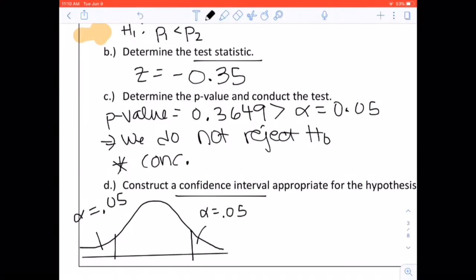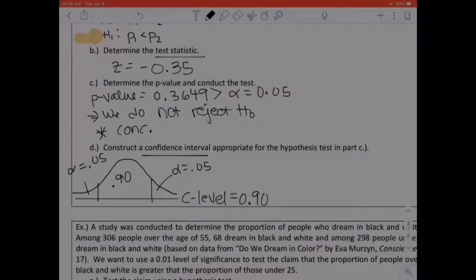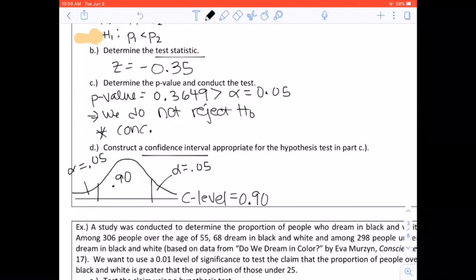And so since we have alpha equal to 0.05 twice, that means that the leftover part is going to be in the middle, which is 0.90. And so from this, that means that our C level is going to be equal to 0.90. So from the calculator, we have a lower bound of negative 0.061 and an upper bound of 0.040.